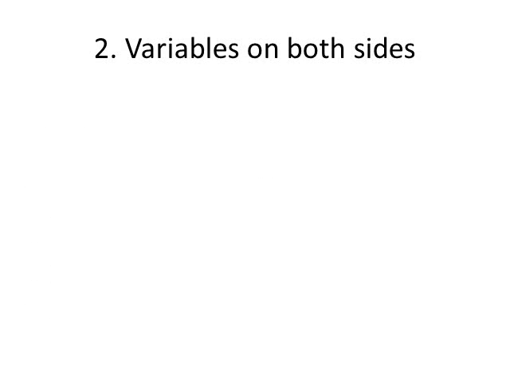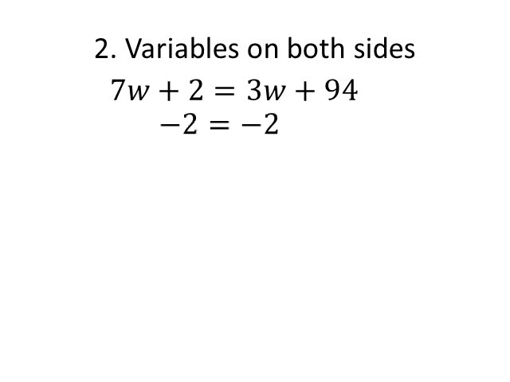Okay, now what if there's a variable on both sides? Well, this is actually easier to deal with than the fractions. So say I have one that says 7w plus 2 equals 3w plus 94. Well, if I just ignored the right-hand side and I looked at the 7w plus 2 and said, what would I do first there? Well, I would subtract the 2, so I'll do that first. I subtract 2 from both sides, and the 2 comes off of the 94. So I have 7w equals 3w plus 92.